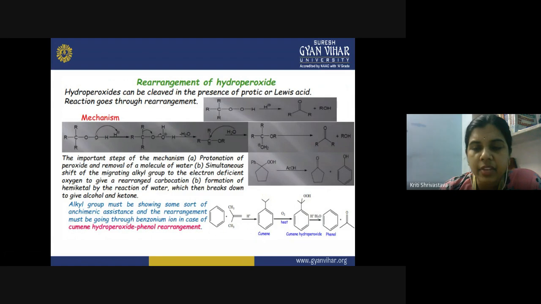Now, the second type of rearrangement is the rearrangement of hydroperoxide, and these hydroperoxides can be cleaved in the presence of protic or Lewis acid. The reaction goes through the rearrangement, and this is the reaction we have. These are the hydroperoxides, and in the presence of the Lewis acid or proton, what happens? One of the R groups migrates and takes up the OH group, and the proton present facilitates the reaction, and finally you get a ketone as a result of this.